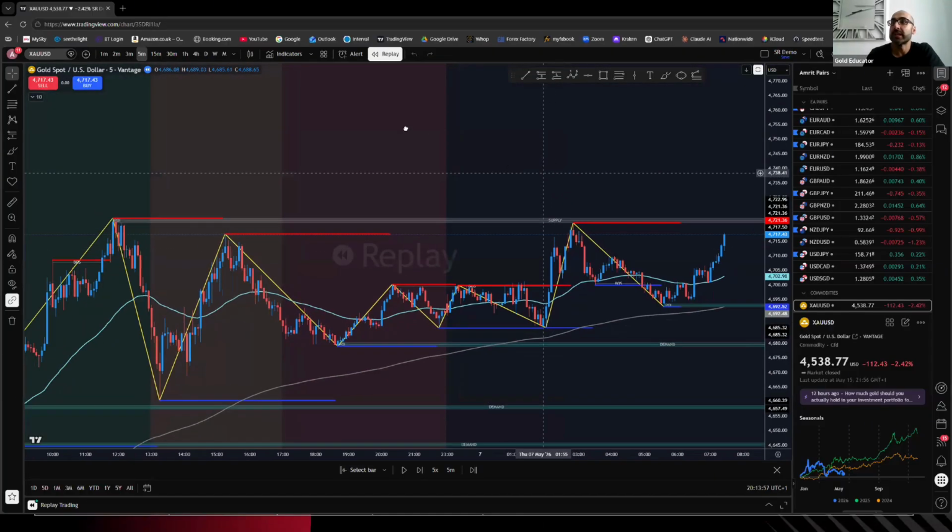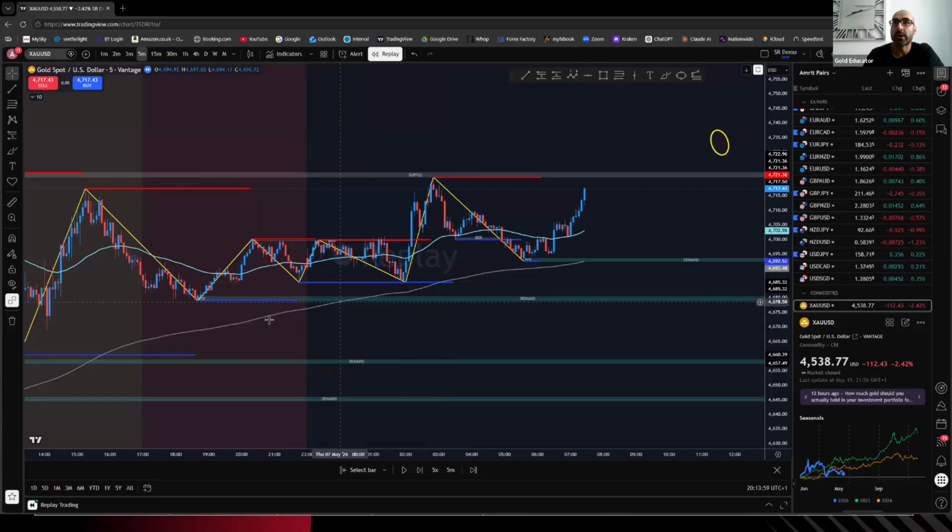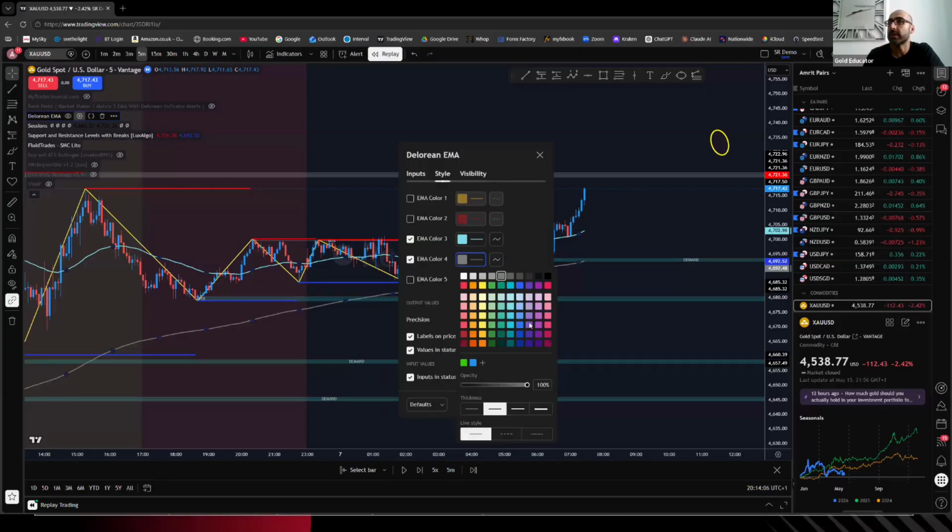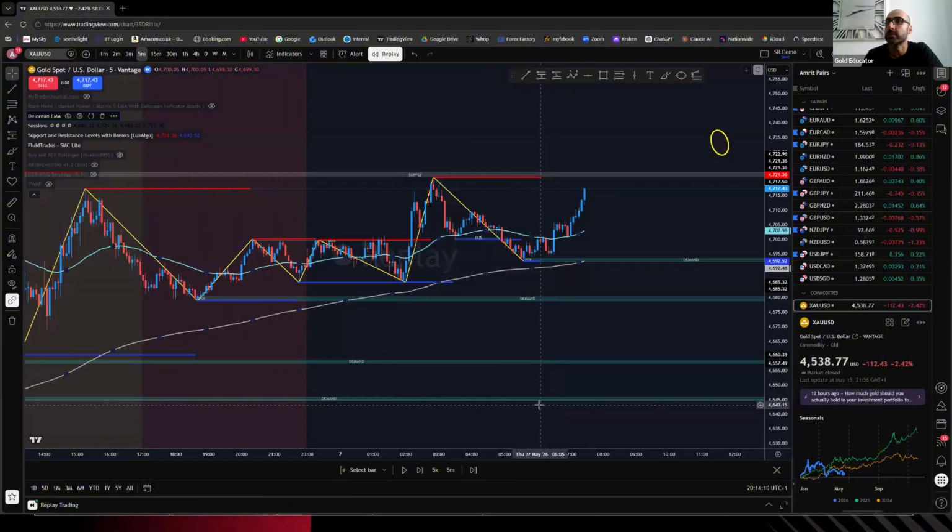So what I've done on here is I've actually kept what we call our EMAs on. That EMA, I might just make it a bit lighter if I can, because it might be a little bit, let me go for a lighter gray than that. There you go. That should help.